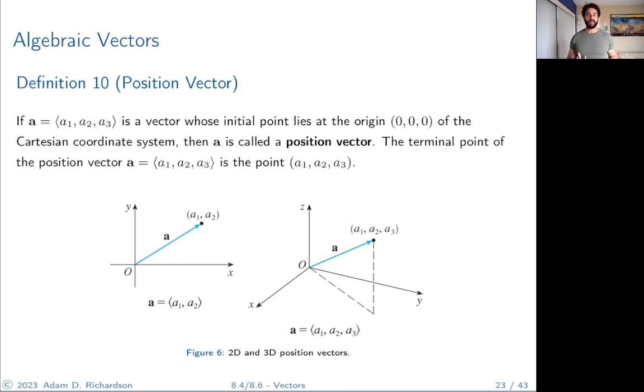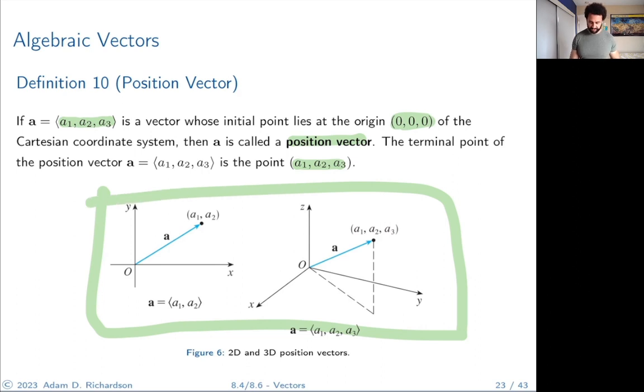Okay, so now let's talk about position vectors. So if we've got a vector A given by the components A1, A2, A3, but the initial point of this vector lies at the origin of the Cartesian coordinate system, then A is what we call a position vector. And the terminal point of this vector is the point A1, A2, A3. And that's one of the reasons we call it a position vector. So a position vector basically has a tail at the origin. And in essence, it tells you how to go from the origin to that point, A1, A2, A3. The figure down here shows position vectors in 2 dimensions and 3 dimensions.